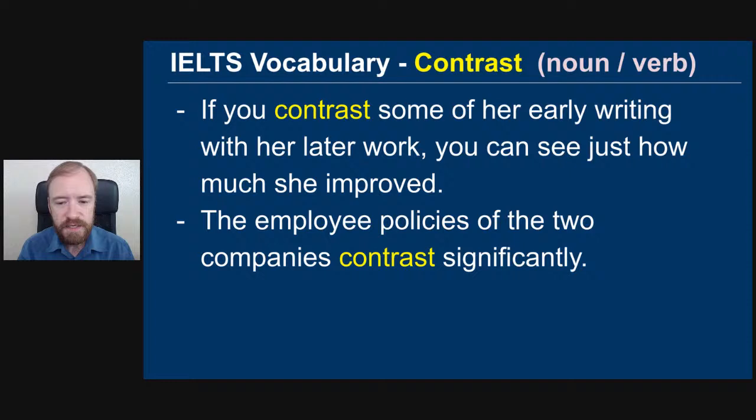The employee policies of the two companies contrast significantly. All right, here we go. One company has a policy, another company has a policy, and when you compare, contrast, looking for the differences, they contrast significantly. Again, significant. You don't want to say a lot in your IELTS essay. Don't use a lot. Use a word like significantly. So there are many differences. They contrast significantly. We compared them, and there are many differences.